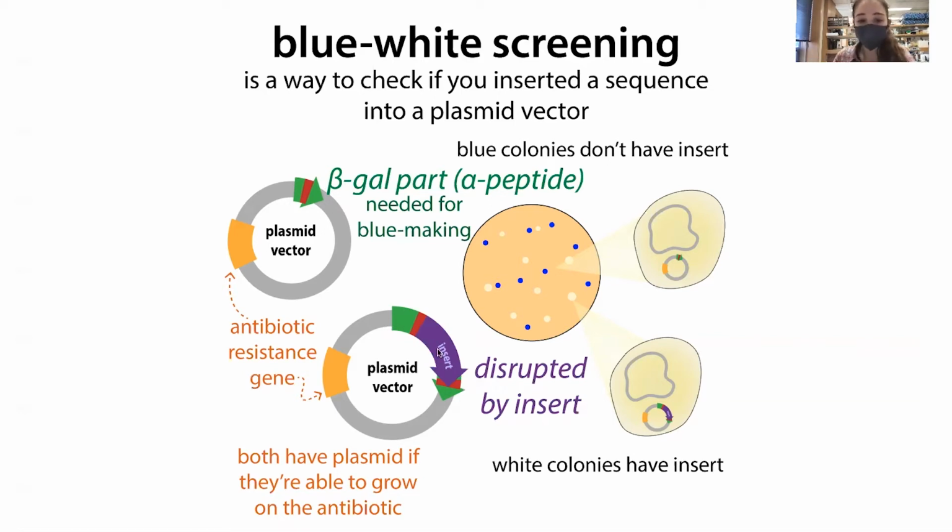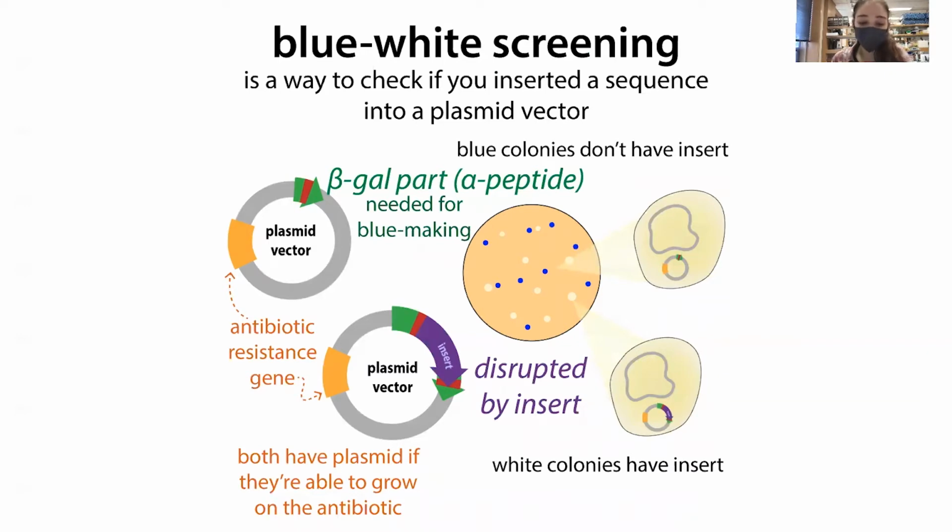When we put the insert in, we insert it inside. We make this insertion sequence so that it's inside of that gene for the beta-gal parts, this alpha peptide. This is going to disrupt it so that they can't make this blue product.